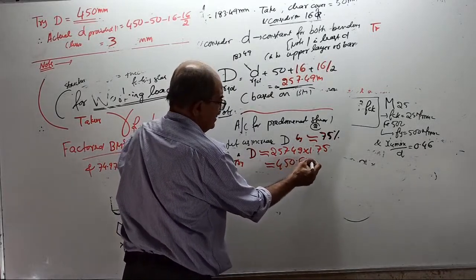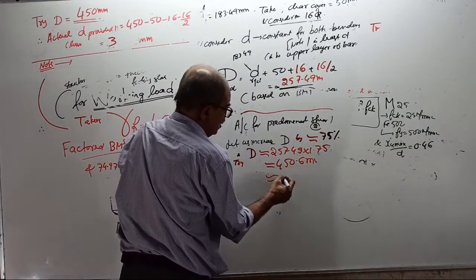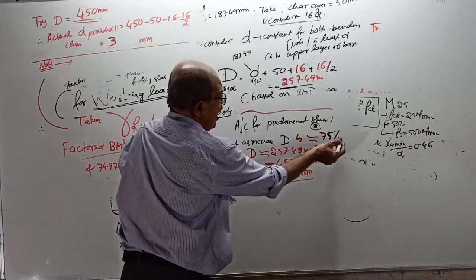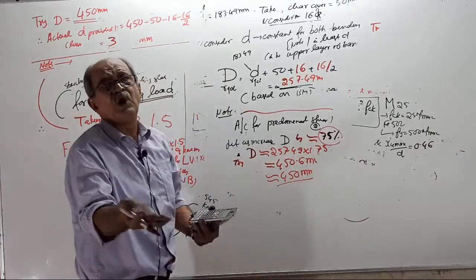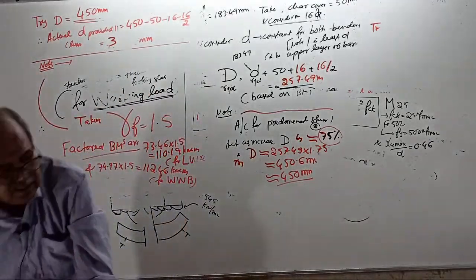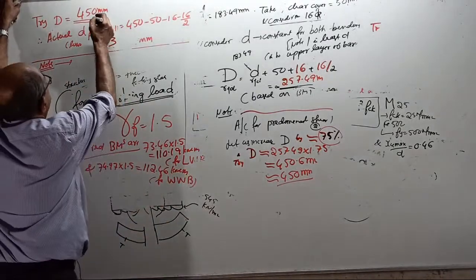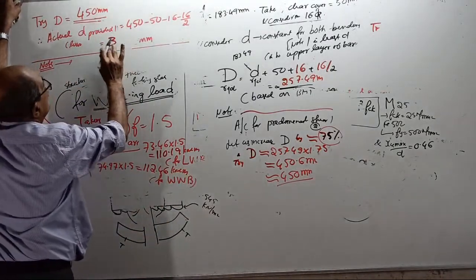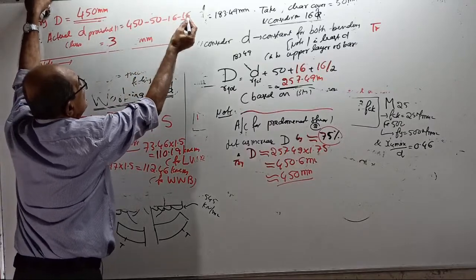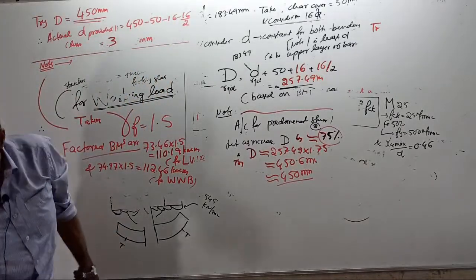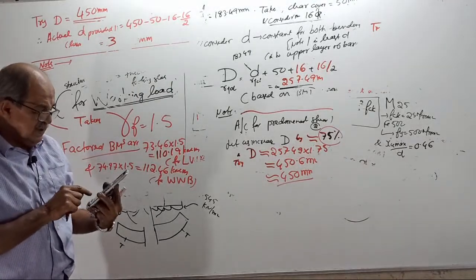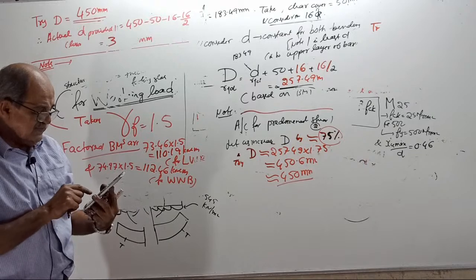450.6 millimeter. That is almost equal to 450 only, no problem. Why? Because imagine not 75%, 74.5%. Okay, that's okay. Therefore, we will try 450. D equal to how much? D equal to 450 minus 50 minus 16 minus 16 by 2. What is the answer? 450 minus 50 minus 16 minus 16 by 2.